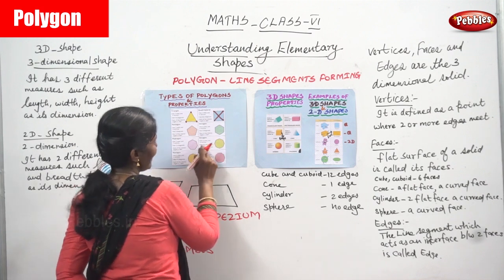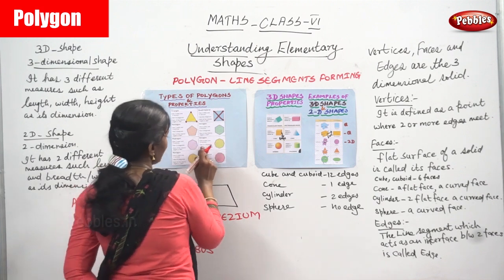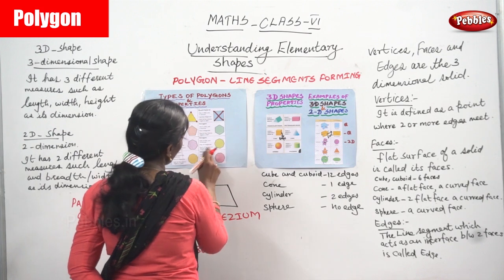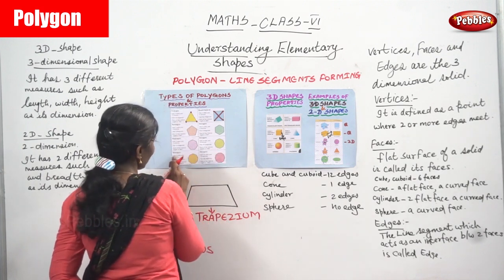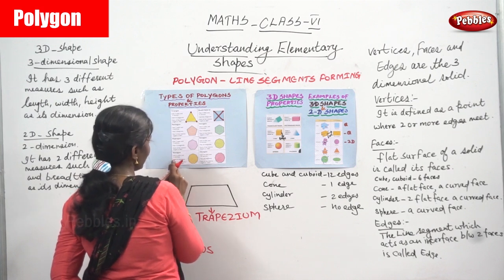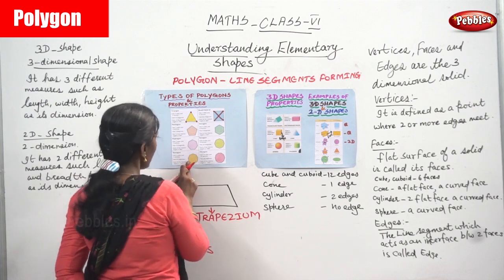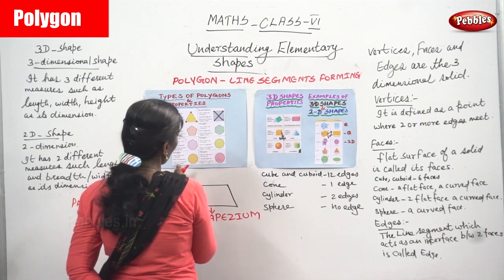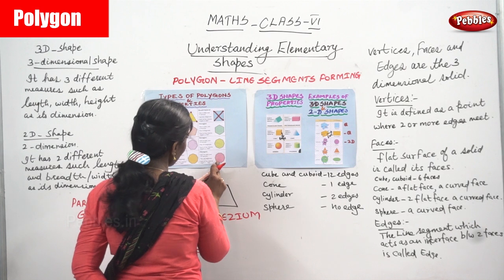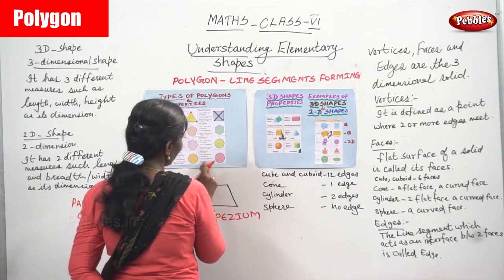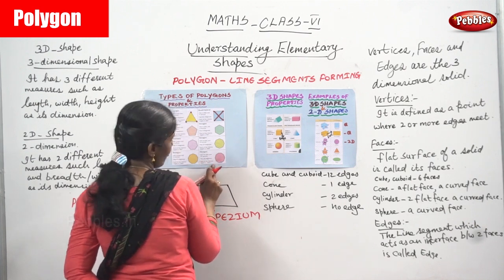Octagon: it has 8 sides and 8 vertices, and it has 20 diagonals, and the sum of the interior angles is 1080 degrees. Nonagon: it has 9 sides, 9 vertices and 27 diagonals, and the sum of the interior angles is 1260 degrees. Decagon: it has 10 sides, 10 vertices and 35 diagonals. The sum of the interior angles is 1440 degrees.